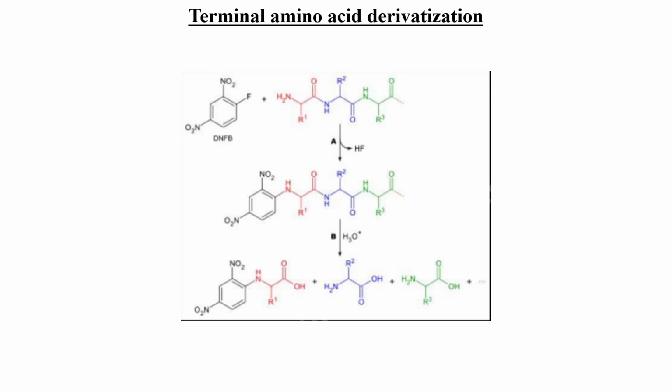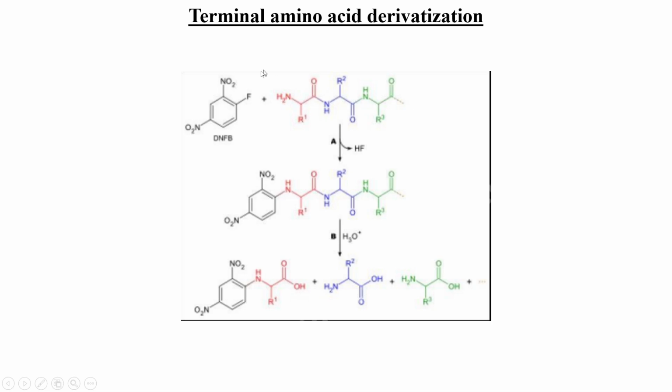So DFNB, dinitrofluorobenzene, or the correct nomenclature is 1-fluoro-2,4-dinitrobenzene. So you can see a fluorine group is attached in the first carbon here. Then we have at the second and the fourth position 2 nitro groups attached to the benzene. So that's why 1-fluoro-2,4-dinitrobenzene.